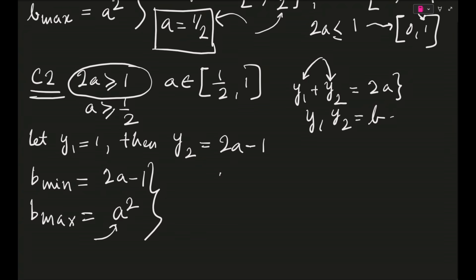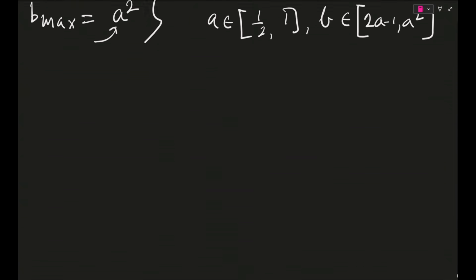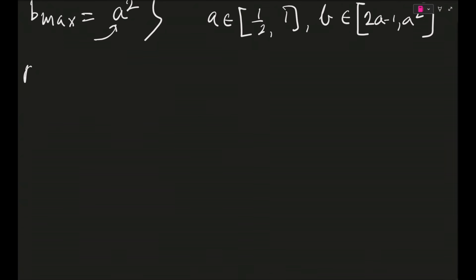That means, guys, your 2a minus 1 less than equal to b less than equal to a square. So here, for a belonging to half to 1, b will belong to 2a minus 1 comma a square. Okay, so we have finished the definition, guys, and all. So we can finally write down what is capital R.